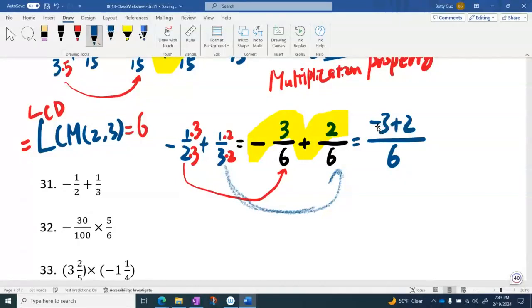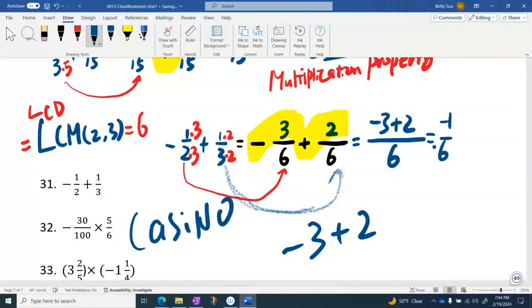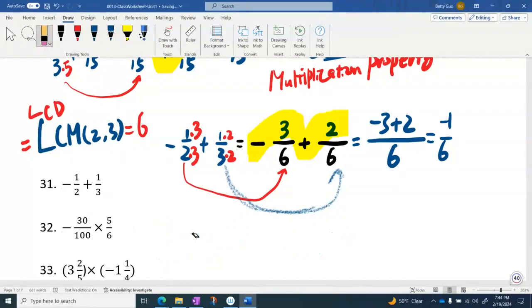What is negative 3 plus 2? Negative 1 over 6. Yeah, very good. In case you don't remember how to add numbers with signs, use the casino method we learned last time. First game, you lost $3. Second game, you gain $2. You end up with losing $1. So this trick works very well when you deal with numbers with signs. Just use the casino method.